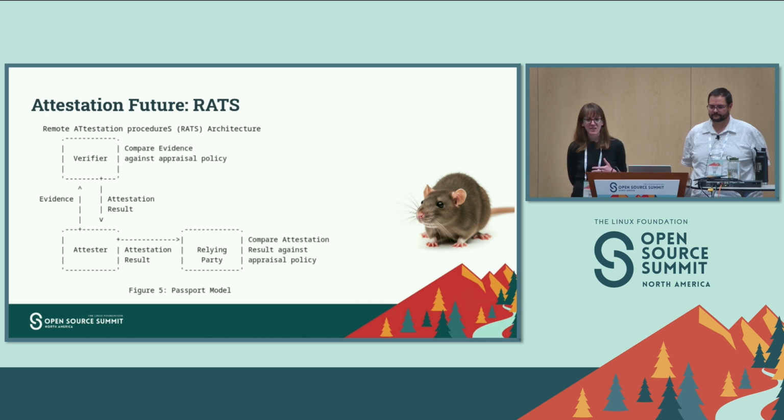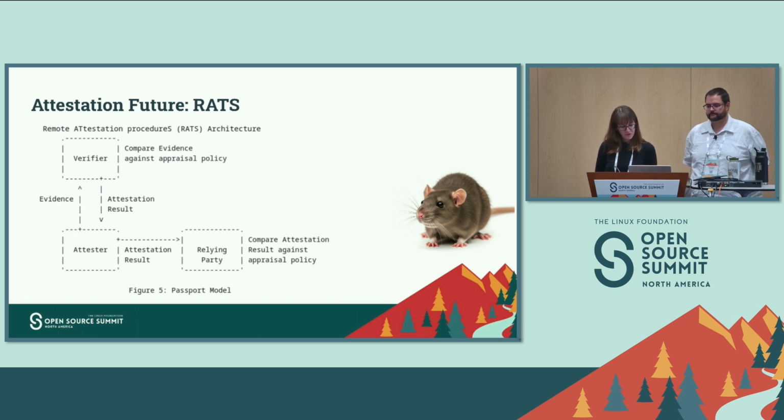It's the RATS architecture, and this is a standard developed by the IETF, which does the really important work of giving us some standardized definitions of attestation procedures. So it defines things like the different parties involved and the communication steps that need to occur and the different pieces of evidence during an attestation flow.